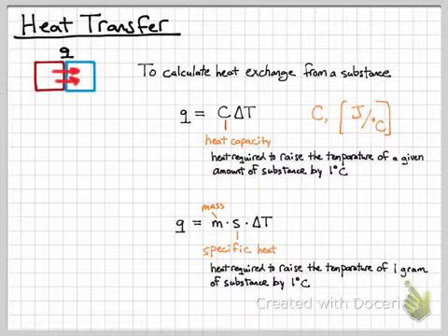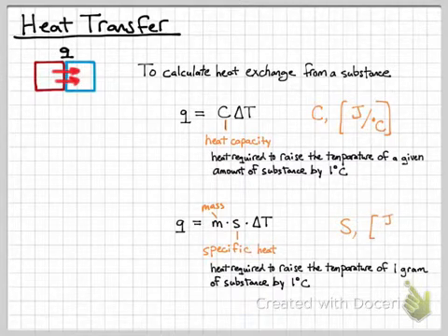To calculate heat exchange using specific heat, we also need to know the amount of substance that's given, in other words, in this case it's mass, and the total change in temperature. The larger the mass of the object, the larger its specific heat, and the larger the temperature change, then the more heat that is exchanged to or from that particular substance.